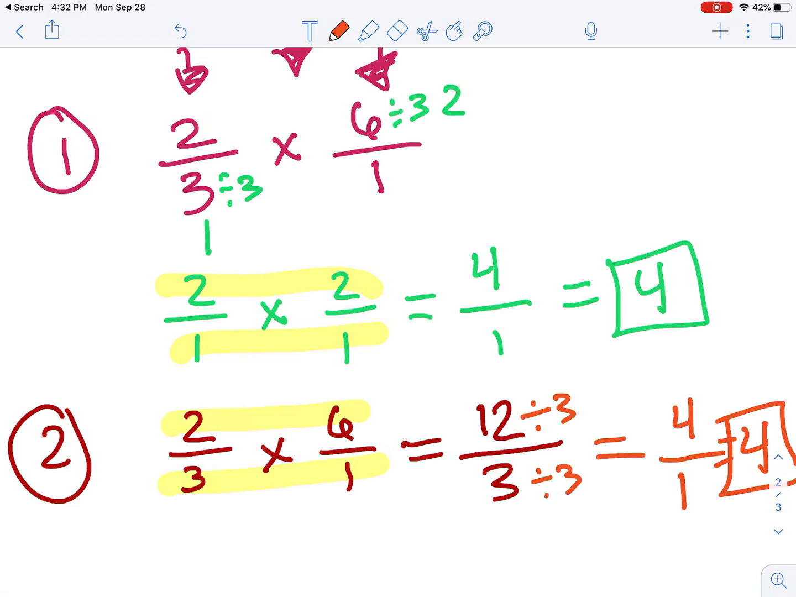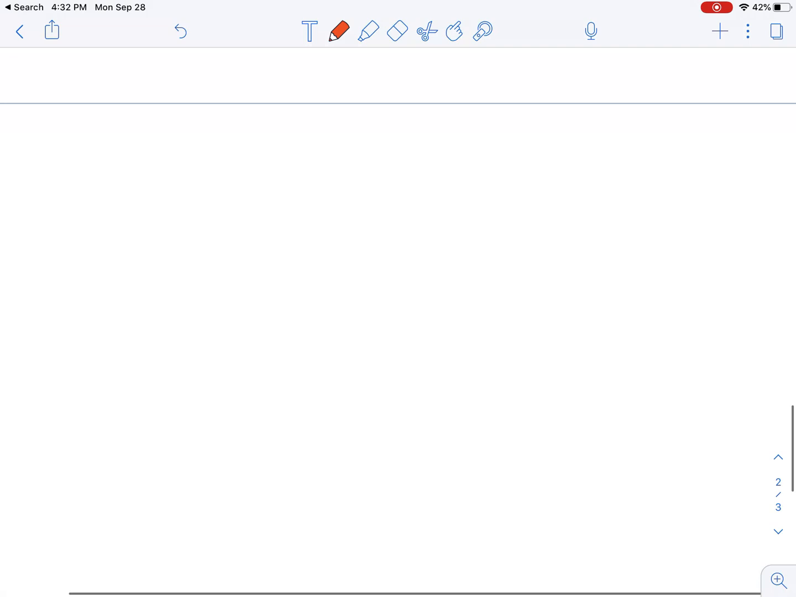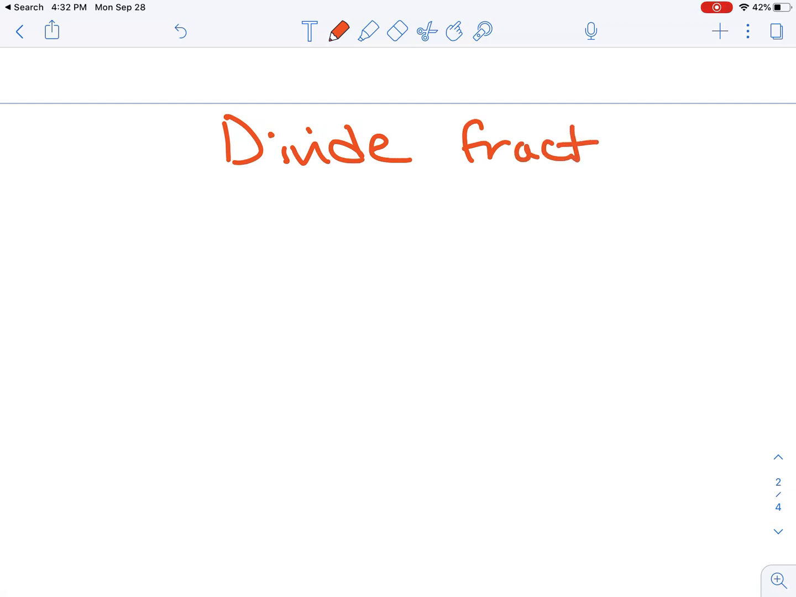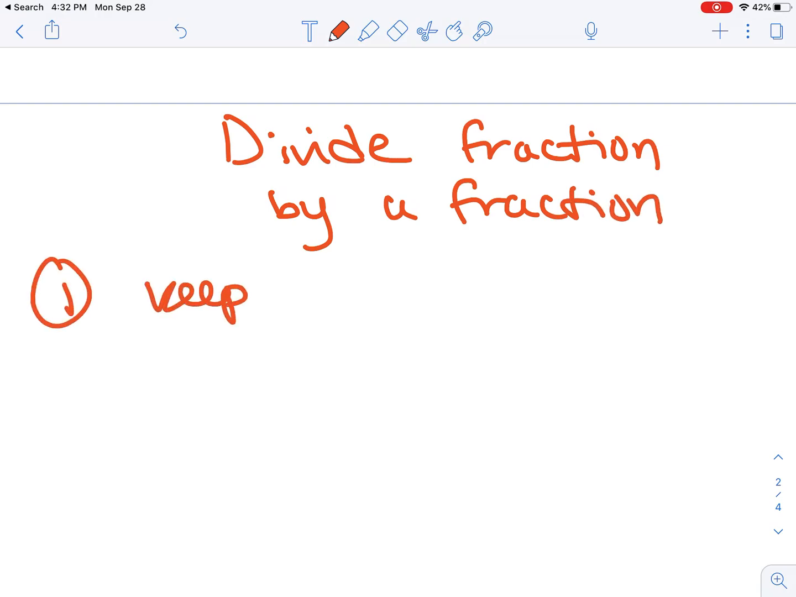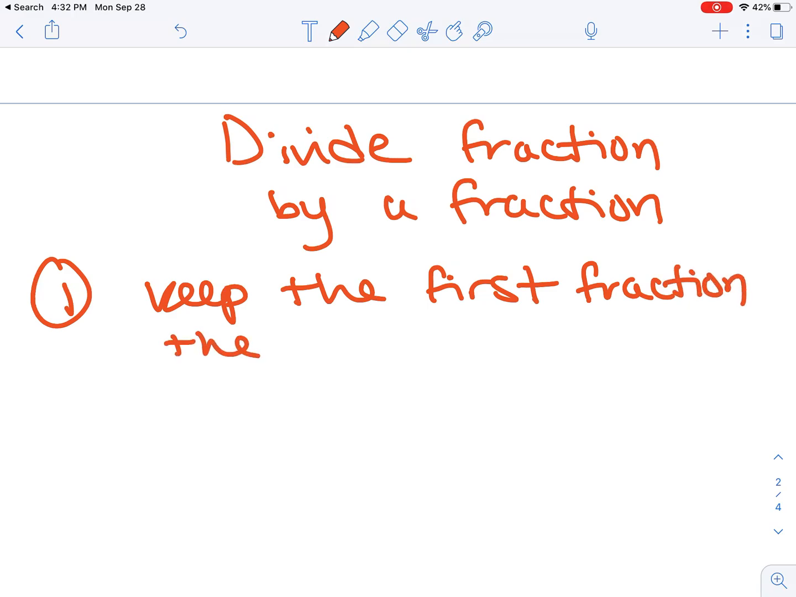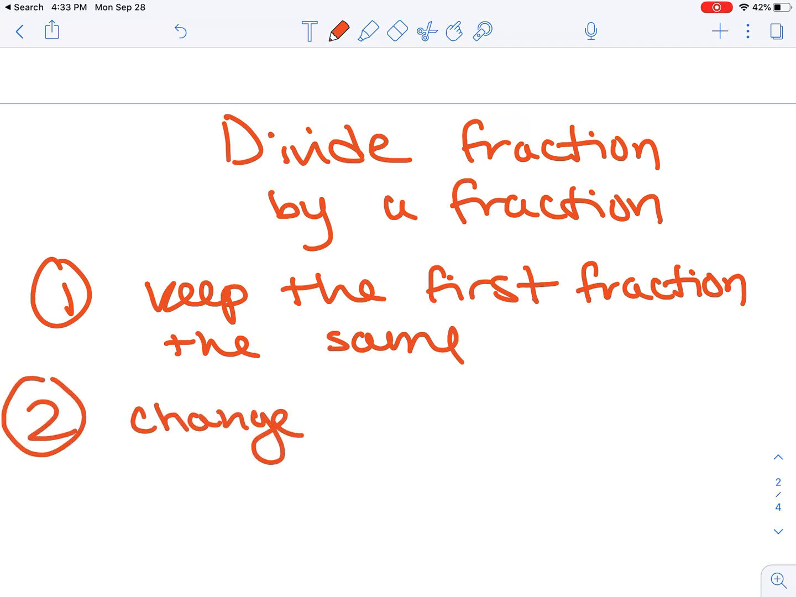So whenever you're dividing fractions, the very important thing to remember is to keep the first fraction the same. I'm actually going to write these steps out for you. Whenever we divide a fraction by a fraction, you want to keep the first fraction the same, you want to change division to multiplication.